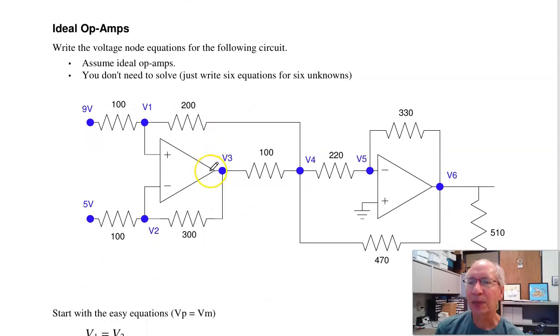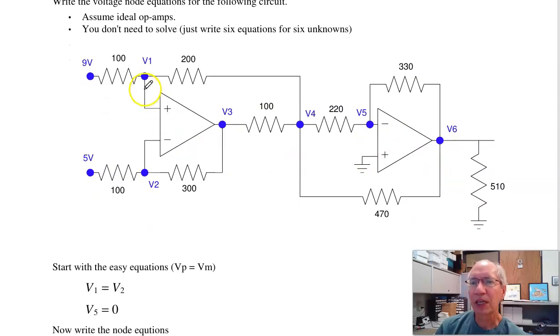Next problem, ideal op amps. Assume ideal op amps and write the voltage node equations. Don't have to solve, just write the equations. With ideal op amps and negative feedback, V plus equals V minus. So I've got 1, 2, 3, 4, 5, 6. I need to write 6 equations, 6 unknowns. 2 of them are easy. I know that V1 equals V2. I know that V5 equals 0. That's 2 equations. I got 4 to go.